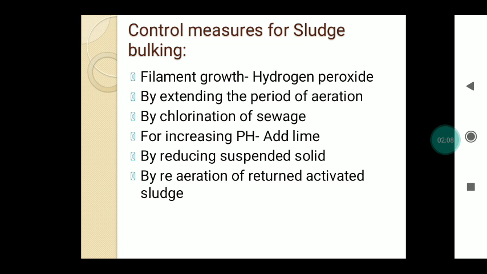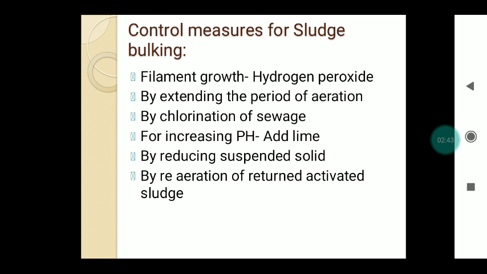Now we have to control this sludge bulking by using the following measures. We have to minimize or prevent the filament growth by applying hydrogen peroxide. Okay, we can control this by extending the aeration period of the sludge. Okay, and by chlorination of the sewage, that is the disinfection of the sewage, we can reduce or control the sludge bulking, and we can increase the pH by adding lime to the sewage.